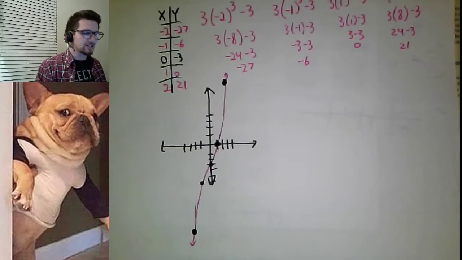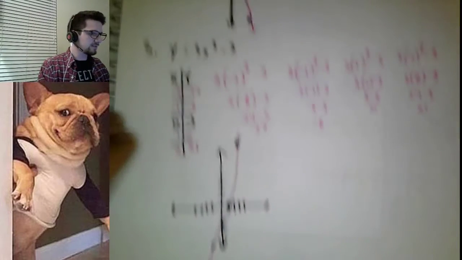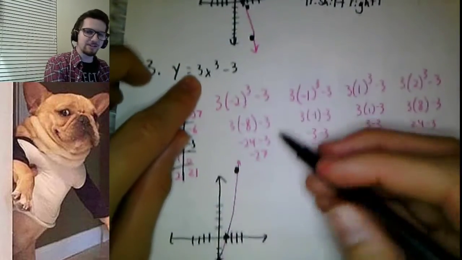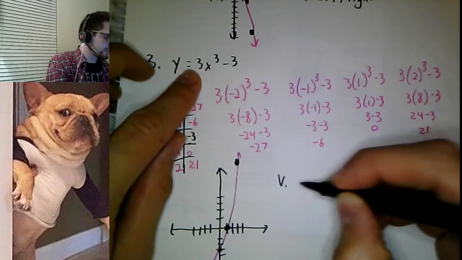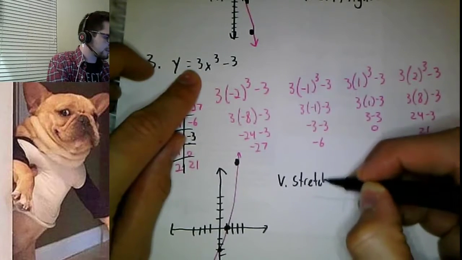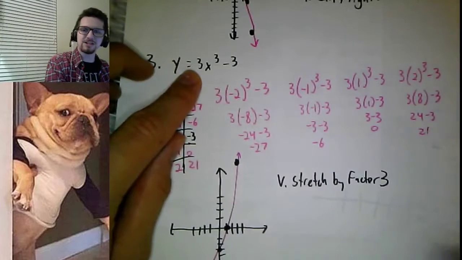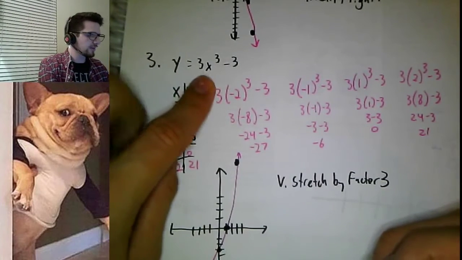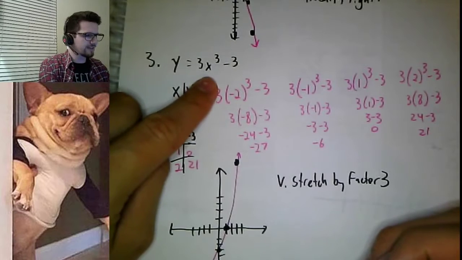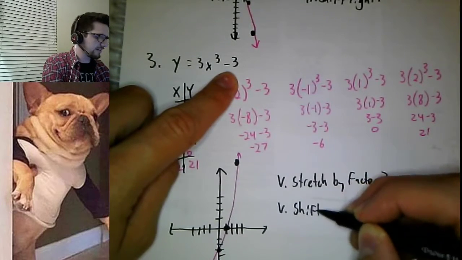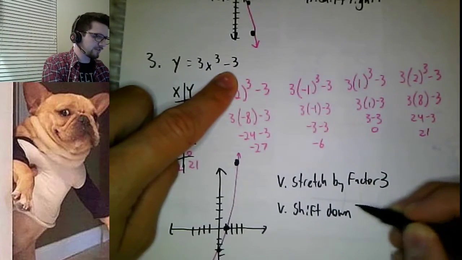Why is it such a tall boy? Because this 3, what is this 3? It's our A value. This is a vertical stretch by a factor of 3. It's 3 times as tall as a normal one. That's why it's so tall. Do we have a horizontal shift? Nope, nothing in the parentheses. Do I have a vertical shift? Yes, I do. And it's down 3.